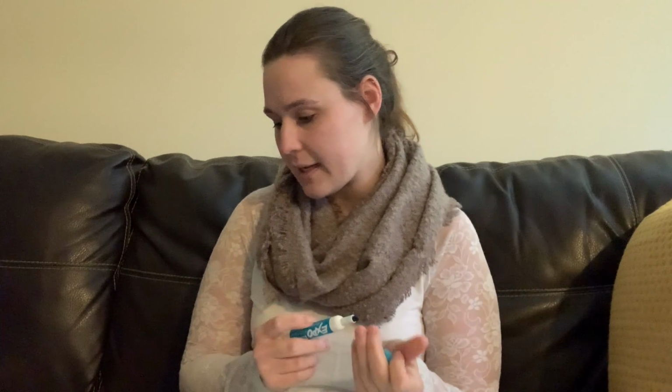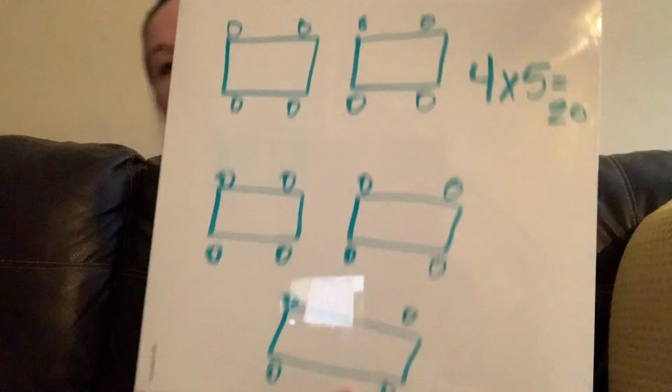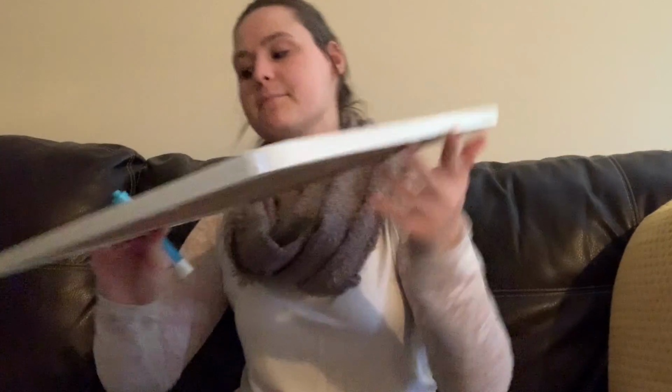So now I have to add up how many wheels all of my cars have total. So 1, 2, 3, 4, 5, 6, 7, 8, 9, 10, 11, 12, 13, 14, 15, 16, 17, 18, 19, 20. And another way to say this, I'm going to write it over here in this little corner, is 4 times 5 equals 20.